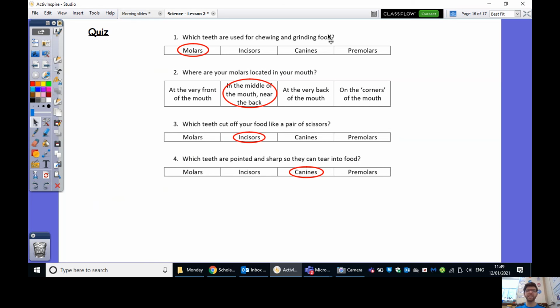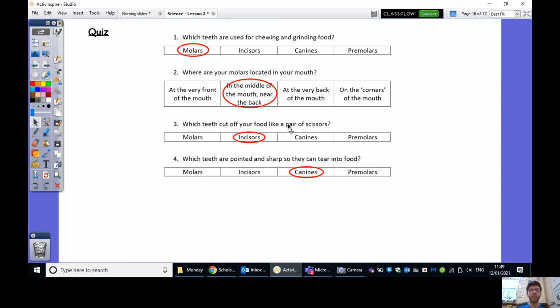So, of course, chewing and grinding food is the molars. The molars are located in the middle of the mouth, near the back. If you put as well at the very back of the mouth, you wouldn't be wrong there as well. So I would accept both answers because really the molars are sort of middle back. And then if you're counting the wisdom teeth, then they would be at the very back of the mouth. So either of those, I wouldn't be too picky with that.